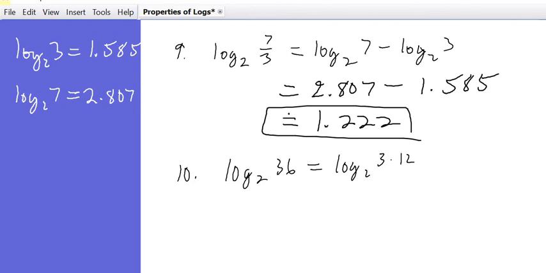But what else can I break it up into? I can break the 12 up into what? 3 times 12 is 3 times what? 4. So I'm going to get rid of that. I'm going to say 3 times 4. Now, log base 2 of 3 is 1.585. Well, I've got 2 3's here. So it's plus 1.585.